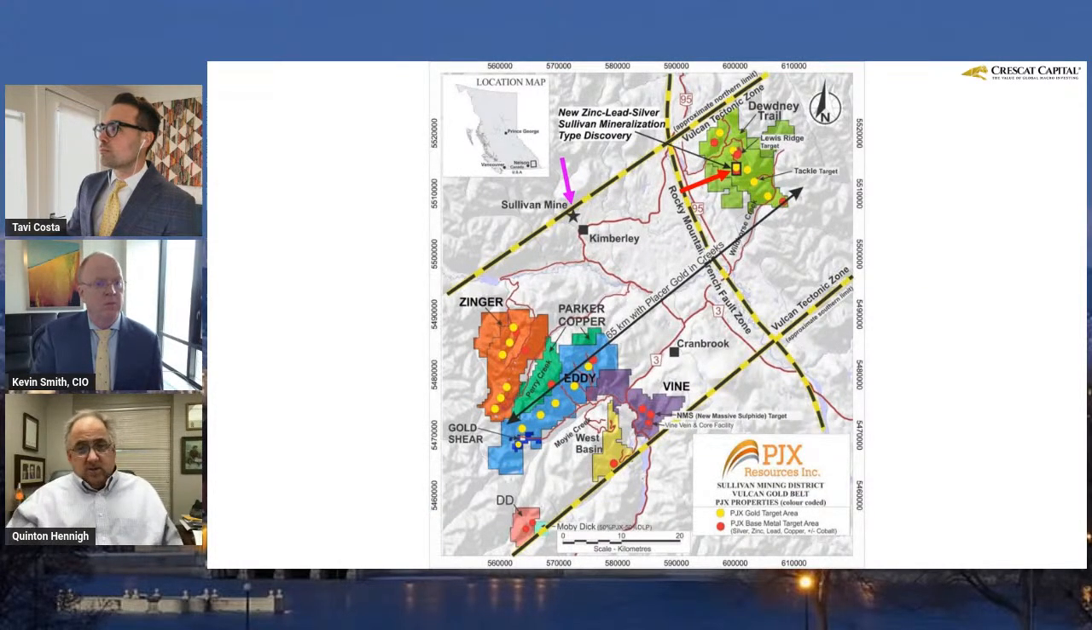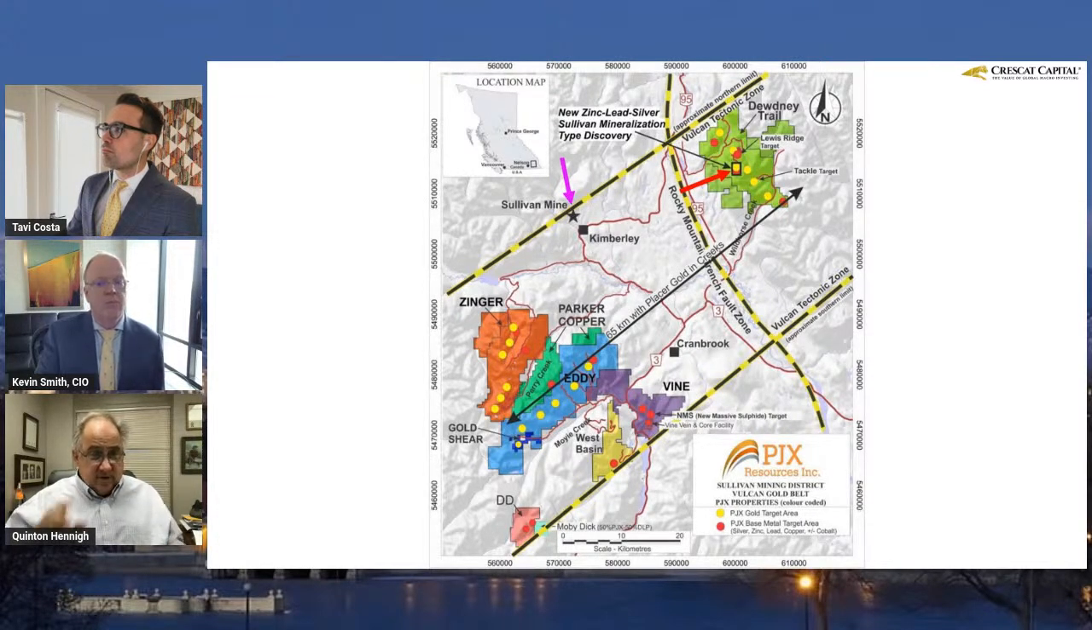Okay, so the pink arrow up at the top shows you where the Sullivan mine is. You can see the inset map in the upper left. We're down in the southeast corner of BC. Sullivan is near the town of Kimberley. And one of the properties that PGX has is this Dewdney Trail property, the green one up in the upper right. And it's this new discovery on the Dewdney Trail property that I think these guys have stumbled across our next Sullivan.